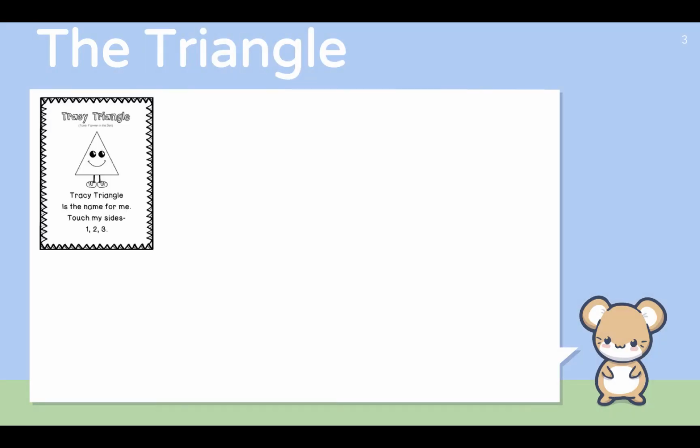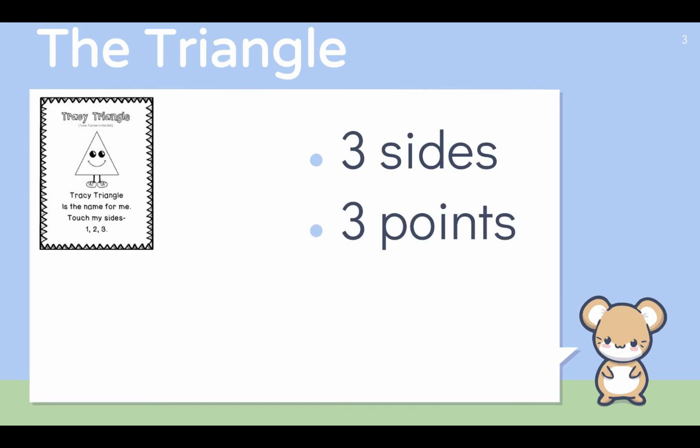Now, let's take a look at our other friend, Tracy Triangle. Tracy Triangle says, "Tracy Triangle is the name for me, touch my sides, 1, 2, 3." Just like Tracy Triangle said, a triangle has 3 sides. You will also see that the triangle has 3 points. Any shape that has 3 sides and 3 points is a triangle.